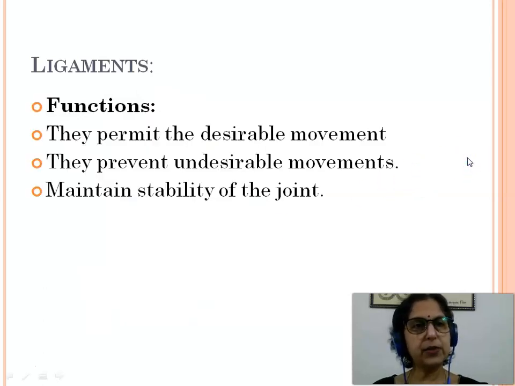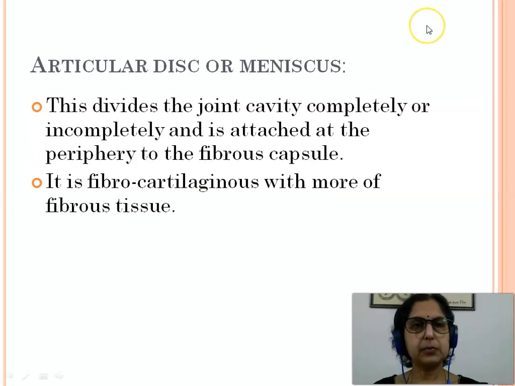Functions of ligaments: they permit the desirable movements, they prevent undesirable movements, and they maintain stability of the joint. Articular disc or meniscus. This divides the joint cavity completely or incompletely and is attached at the periphery to the inner aspect of the fibrous capsule. It is made up of fibrocartilage with more of fibrous tissue.